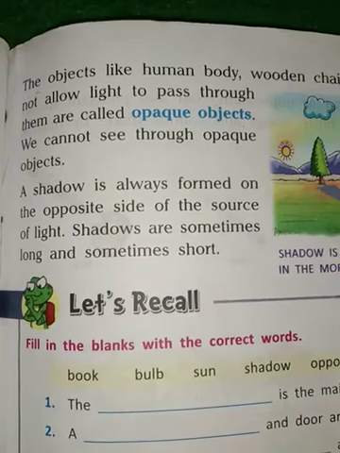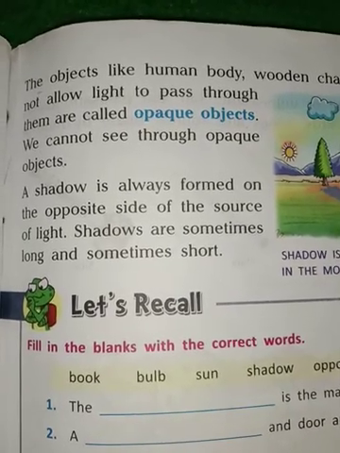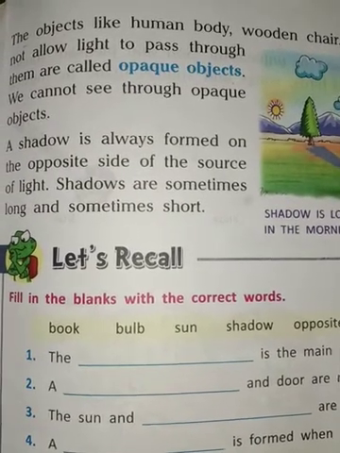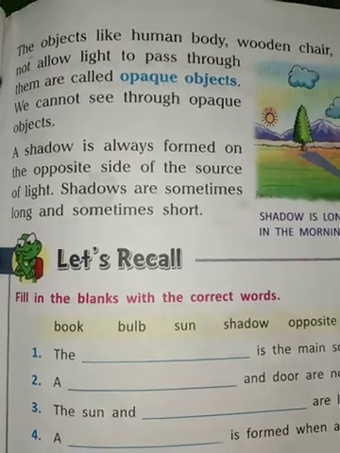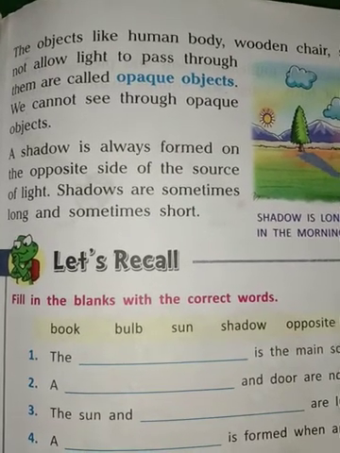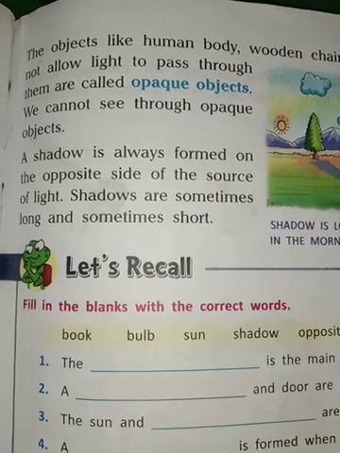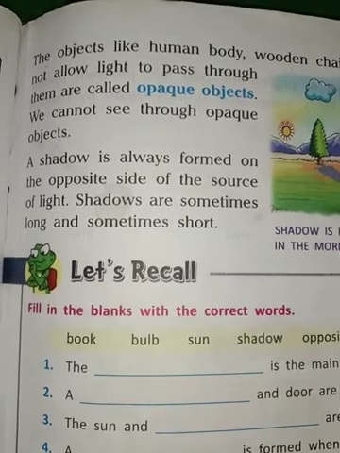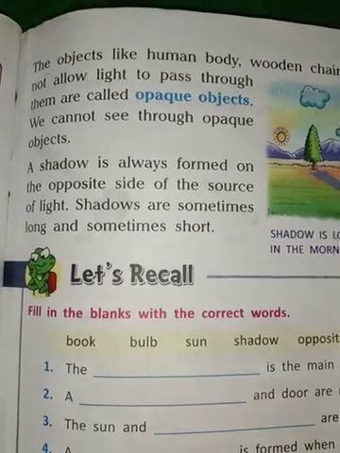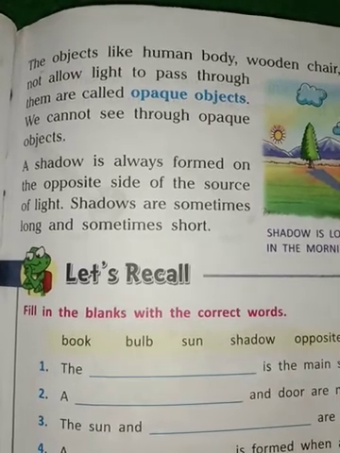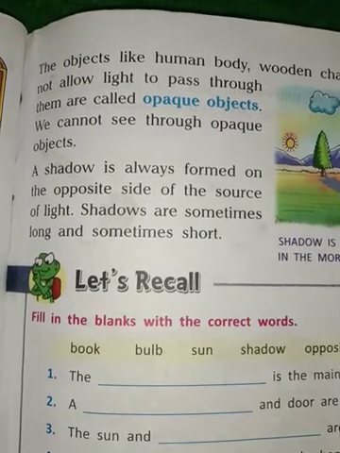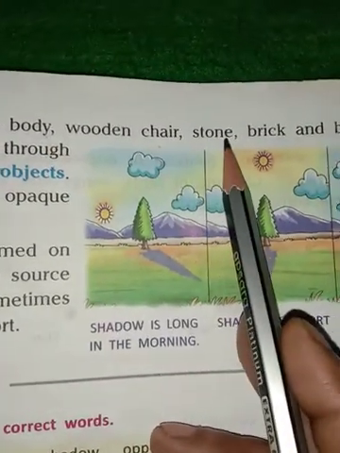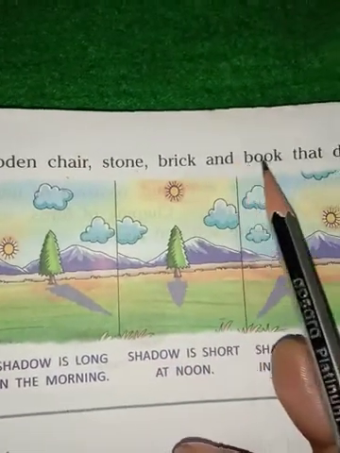Transparent means allowing all light to pass through, and translucent means allowing some light to pass through. Okay, so examples of transparent objects are clean glass, water, air, and examples of translucent objects are wax paper, butter paper, smoke, etc. Now student, examples of opaque objects are human body, wooden chair, stone, metals, brick and book. Okay.